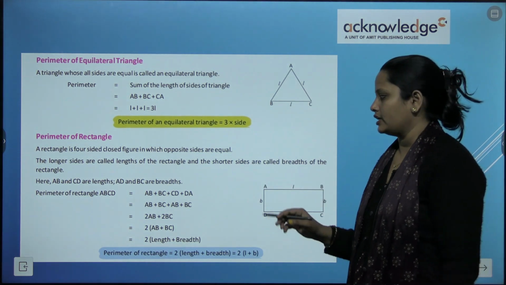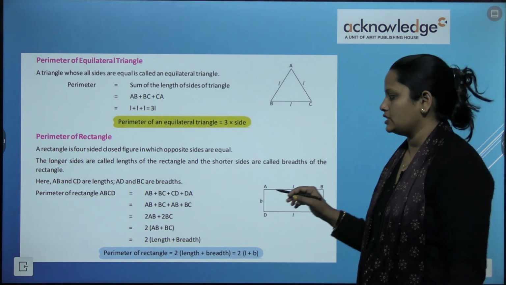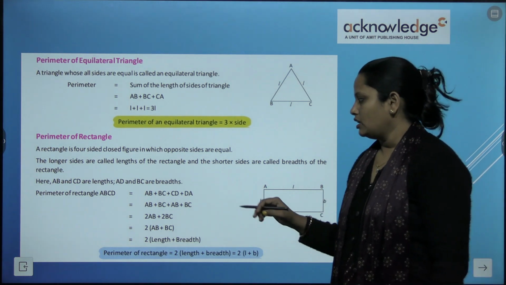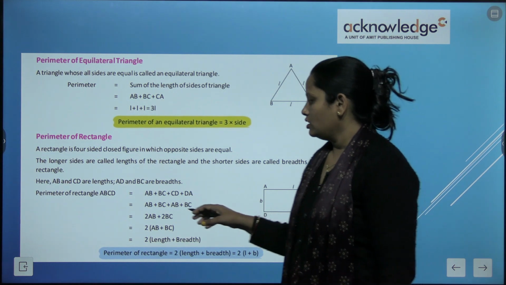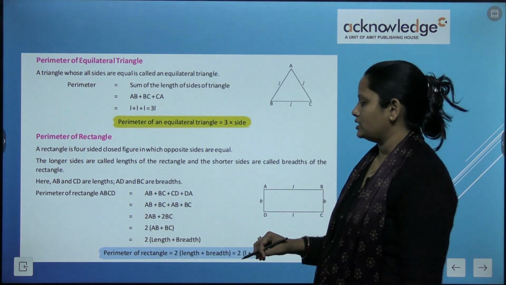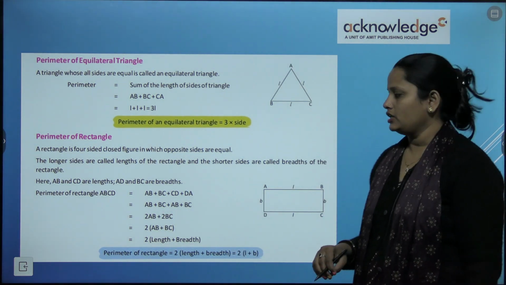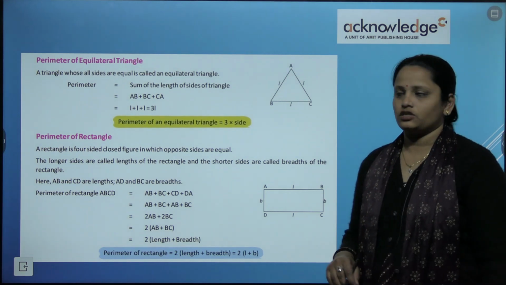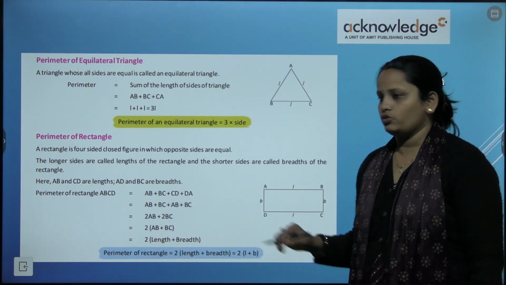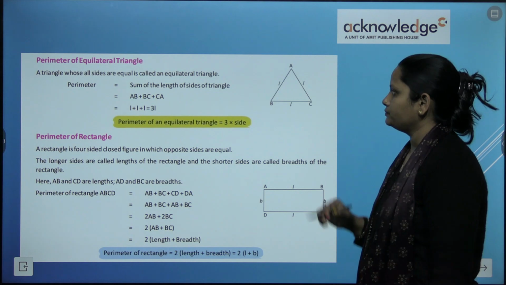Perimeter of rectangle कैसे निकालते हैं? AB plus BC plus CD plus DA. So यहाँ पे 2AB and 2BC. So 2 will be the common one. So the perimeter of a rectangle is 2 (L plus B).